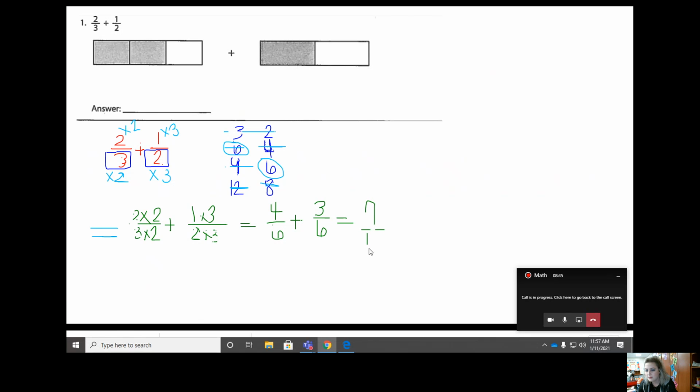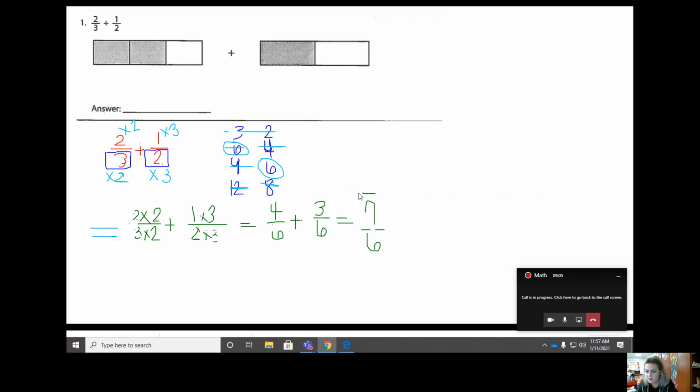7 over 6. All right, okay, so today we are going to look at not multiplying, oh my goodness, that's next week. We are going to be adding and subtracting mixed numbers with proper fractions.